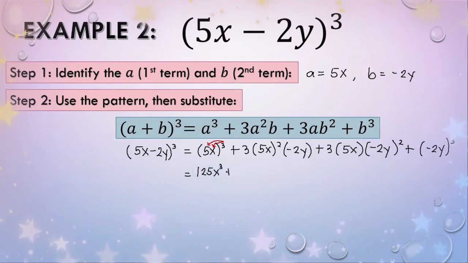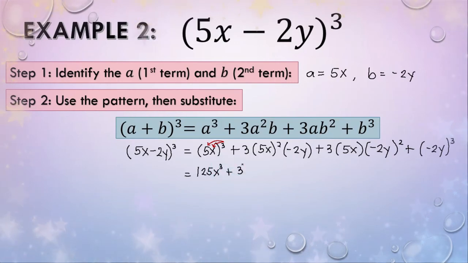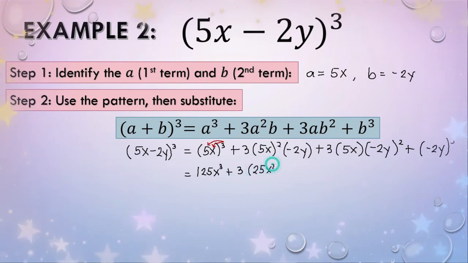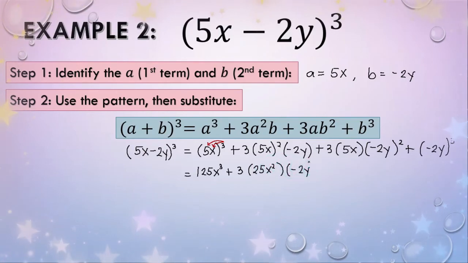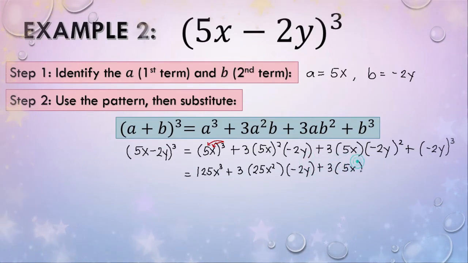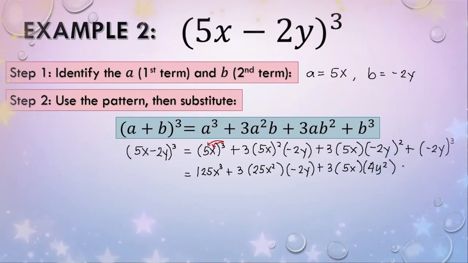Next, let's do it step by step. What is 5x squared? That is 25x squared, times negative 2y, plus 3 times 5x. What is negative 2y squared? Negative 2 times negative 2. The answer is positive 4y squared.